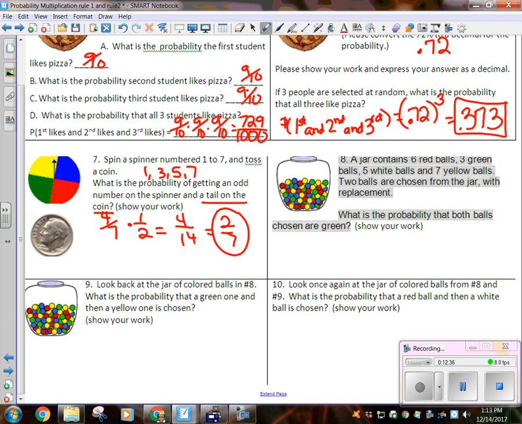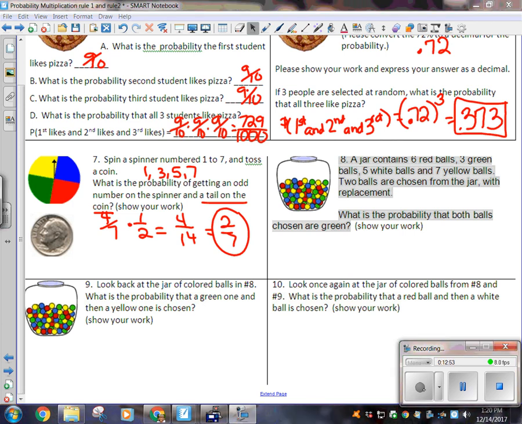All right, I'm going to pause and let you see if you can finish from 8 on down to 12. 8 on down to 12. Go. You can pause the video and work 8 to 12 and then check your answers.